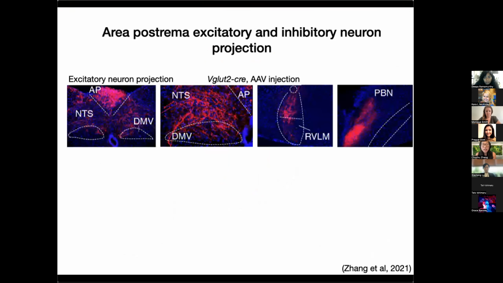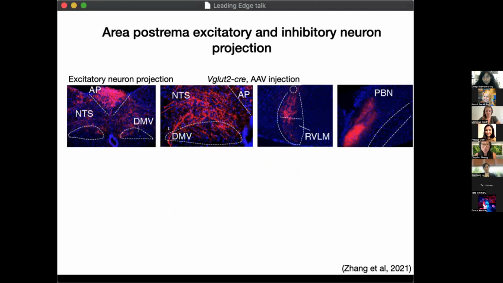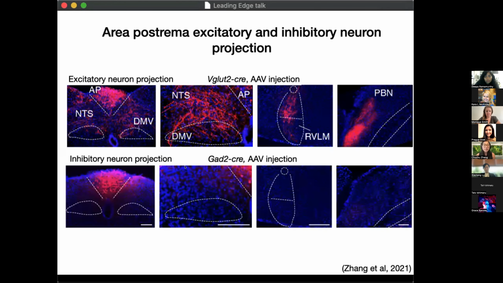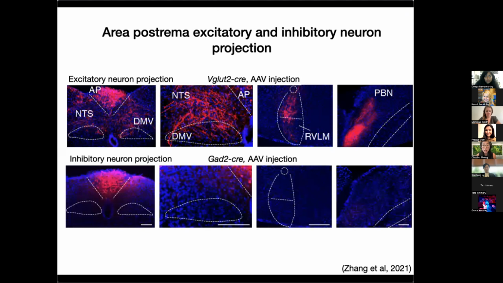To understand what downstream neural circuits are engaged, I mapped projections of genetically defined area postrema neurons. Area postrema excitatory neurons project to multiple brain nuclei for gastrointestinal control, such as the NTS and DMV, and cardiovascular control, which is the RVLM. In the midbrain, they also project to the parabrachial nucleus, which plays important roles in aversive learning. On the other hand, the inhibitory neurons project only locally within the area postrema and the nearby NTS.